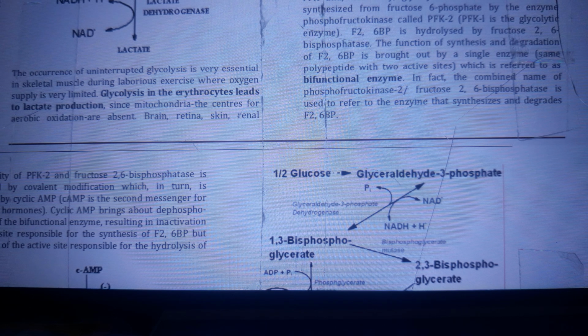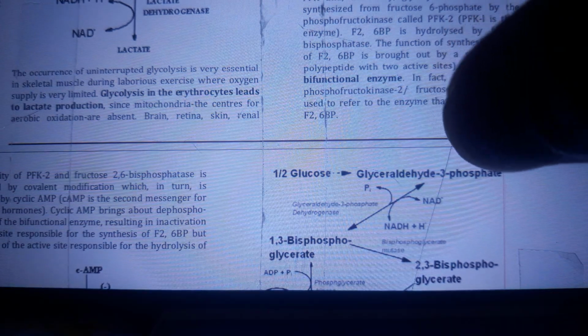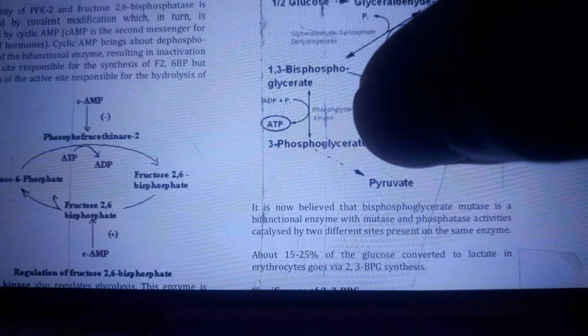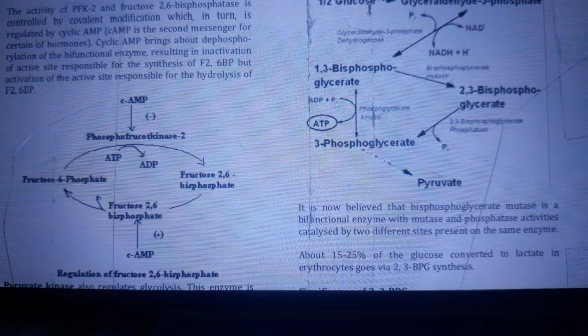The synthesis and degradation of F2,6-BP is brought about by a single enzyme, the same polypeptide, with 2 active sites, which is referred to as a bifunctional enzyme. In fact, the combined name phosphofructokinase 2, fructose 2,6-bisphosphatase, is used to refer to the enzyme that synthesizes and degrades F2,6-BP. The activity of PFK2 and fructose 2,6-bisphosphatase is controlled by covalent modification, which in turn is regulated by cyclic AMP. cAMP is a second messenger for certain hormones.